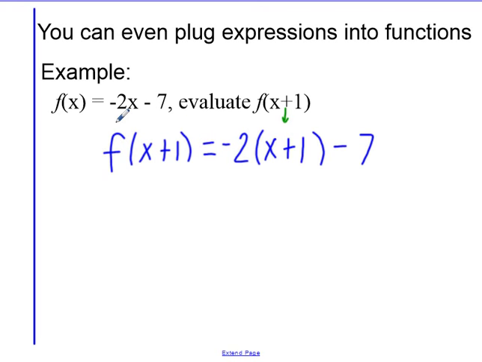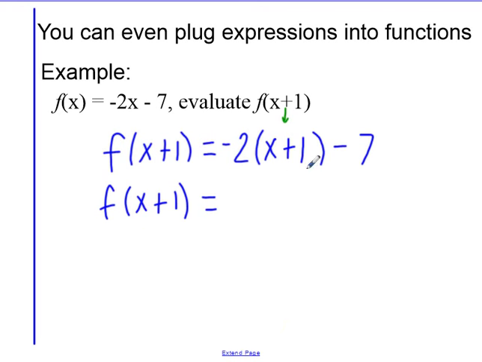Again, negative 2x minus 7 gets replaced with x plus 1: negative 2 times the quantity x plus 1, minus 7. Parentheses are really important right here. Let's rewrite this side. And again, notice it says x plus 1 here. It doesn't say just x. It says x plus 1 because that's what this instruction was telling me to plug in.